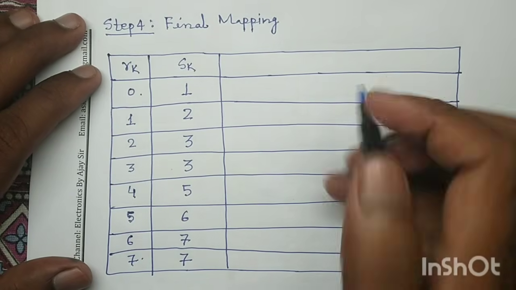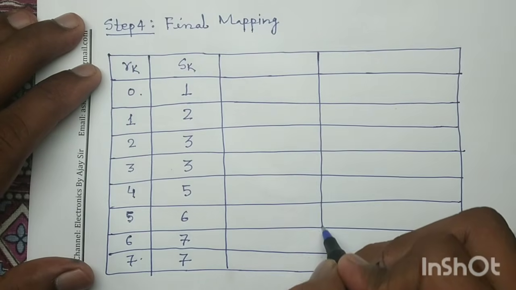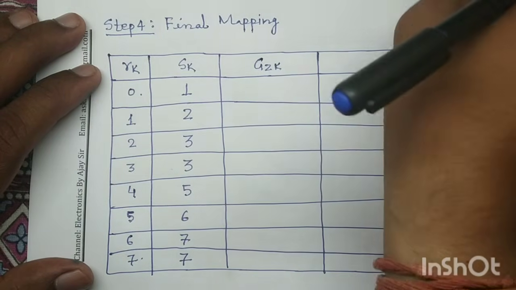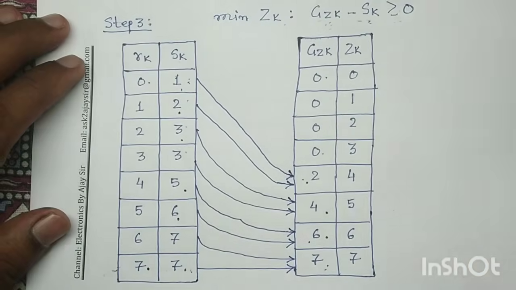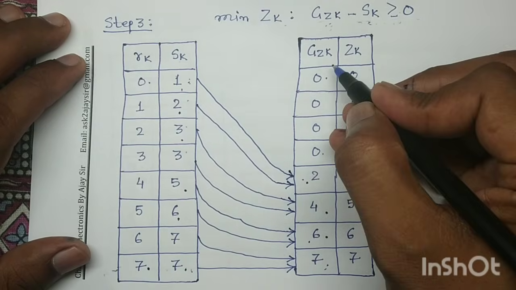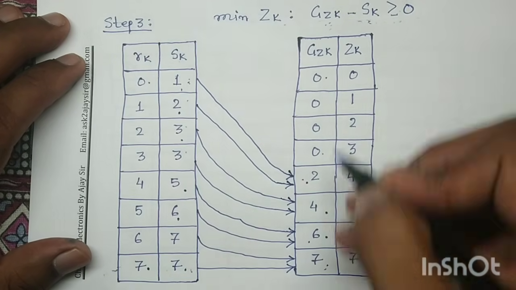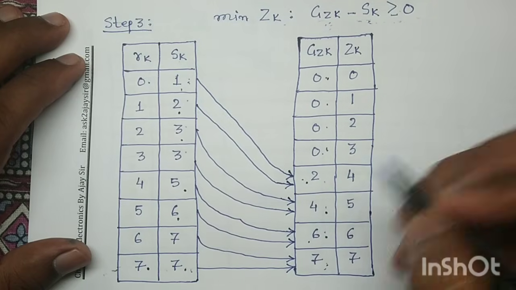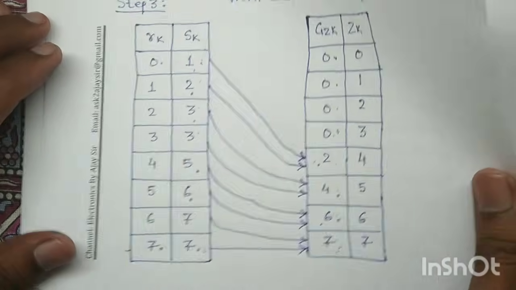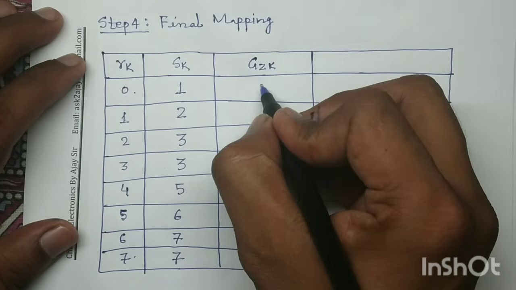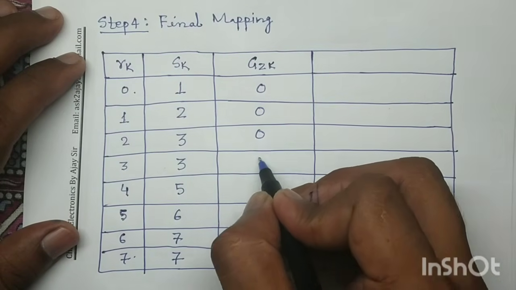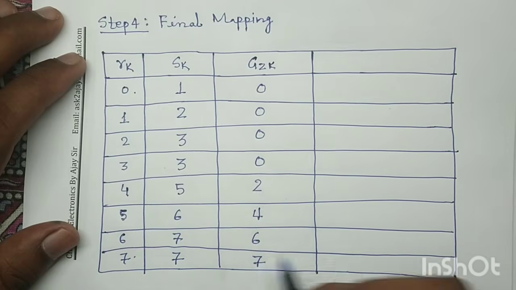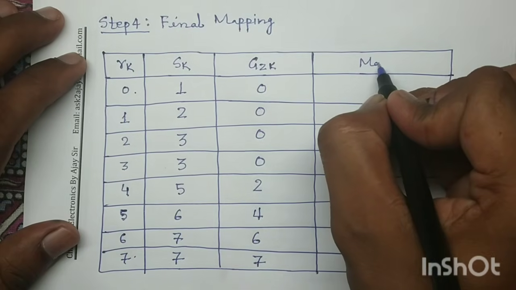Now we will make another column for GZK. After performing the histogram equalization on table 2, the sequence of GZK that I have obtained is 0, 0, 0, 0, 2, 4, 6, 7. So here I will write 0, 0, 0, 0, 2, 4, 6, 7, and in the last column I will write map.